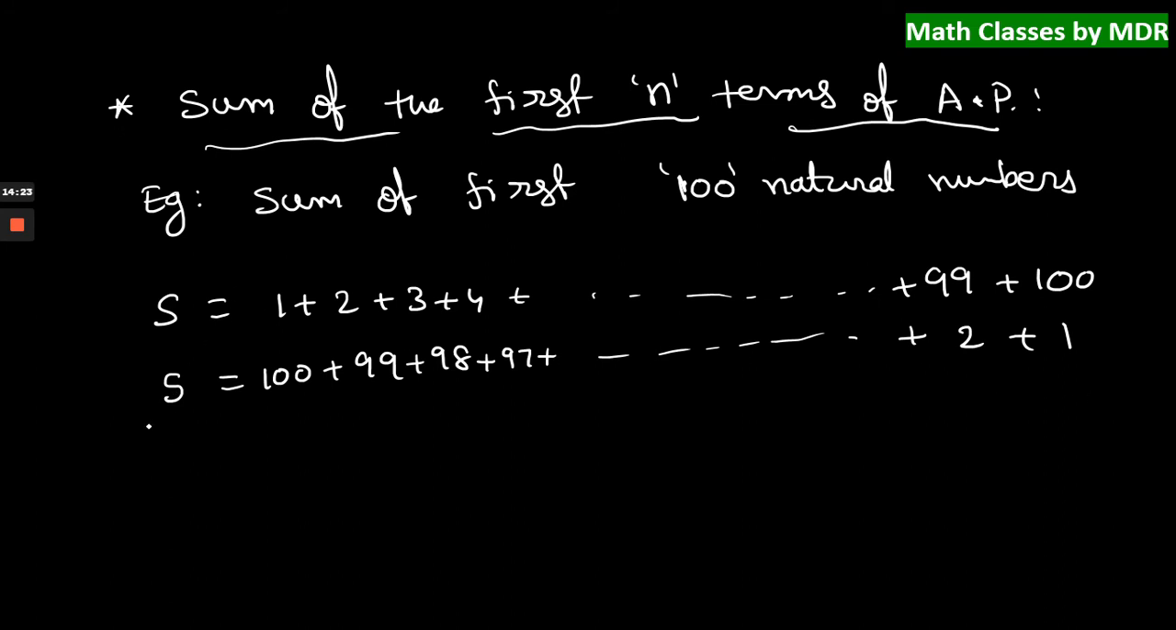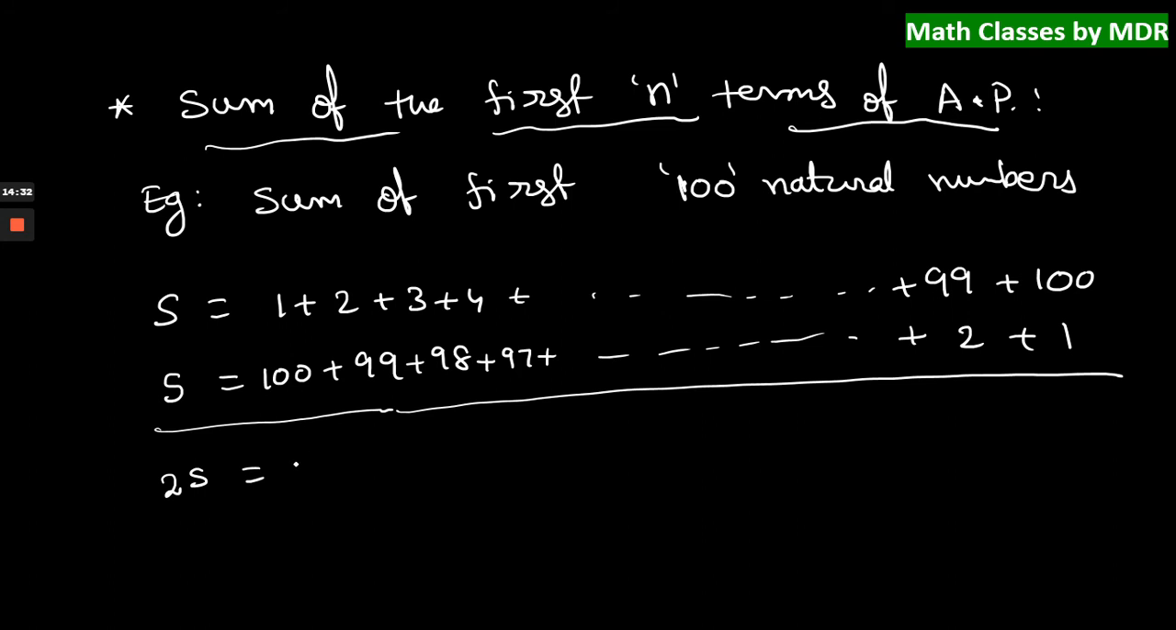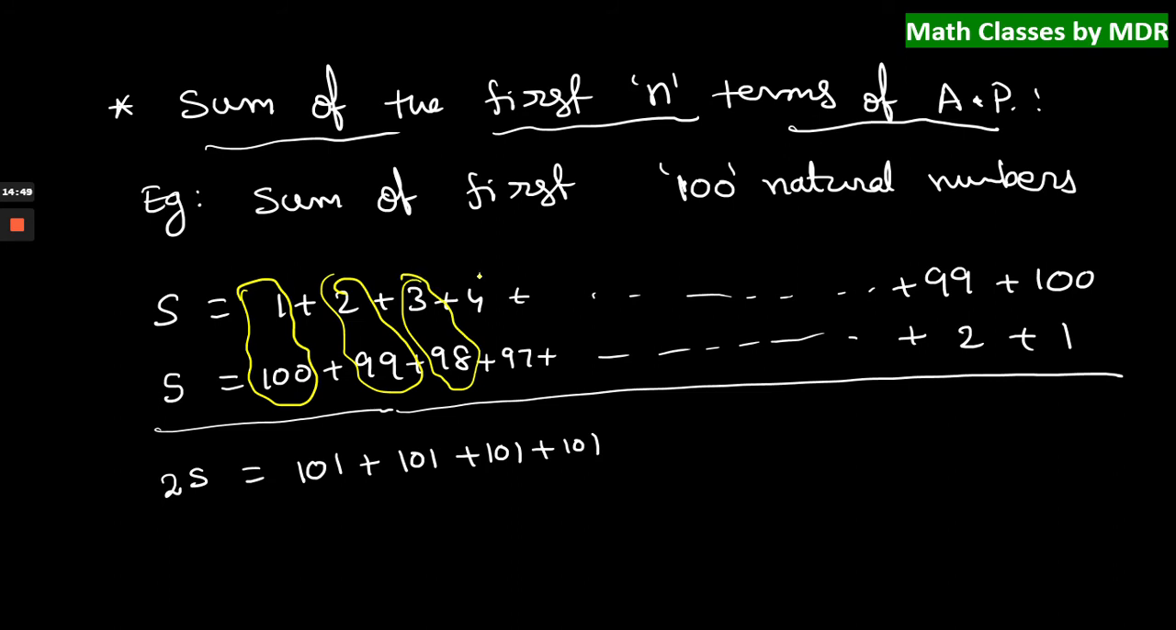So this is the first equation, and this is the second equation. Let us add the first and second equations. On adding them, what do you get? 2S is equal to 101 plus 101 plus 101 plus 101 and so on. See, taking each term: 1 plus 100 is 101, 2 plus 99 is 101, 3 plus 98 is 101, 4 plus 97 is 101, and 99 plus 2 also 101, 100 plus 1 also 101.